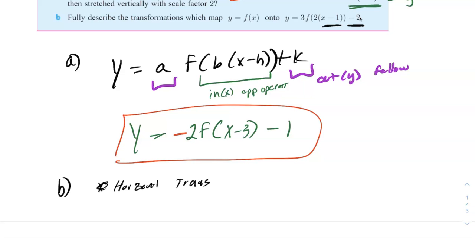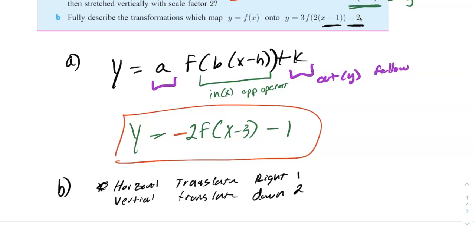translation right 2, right 1, sorry, and then vertical translation, what was that? Down 2.